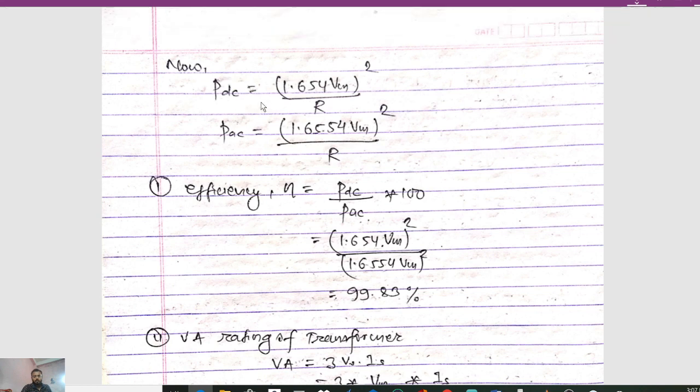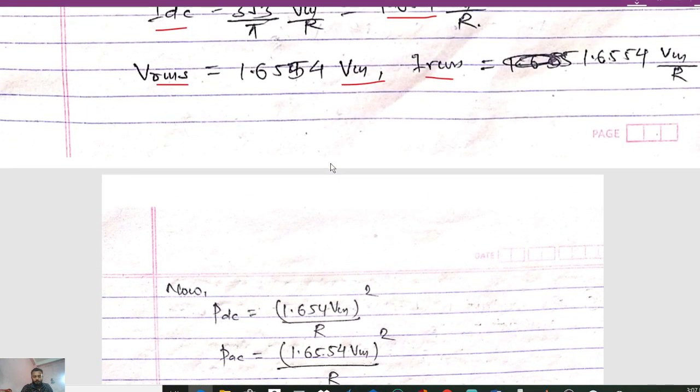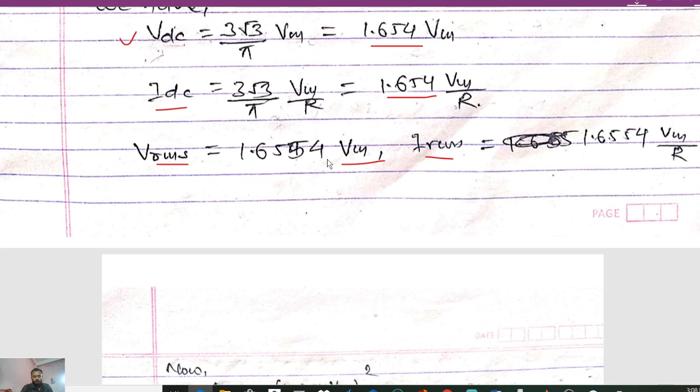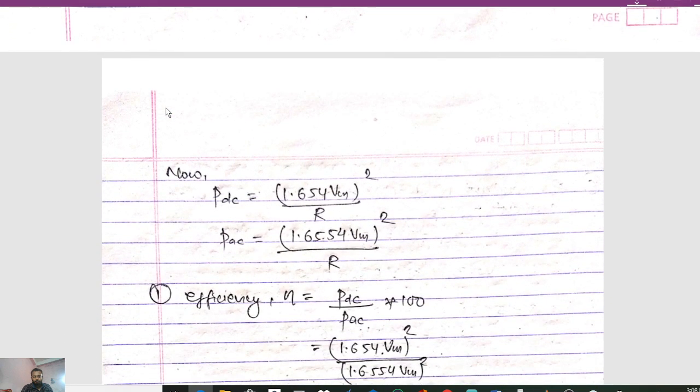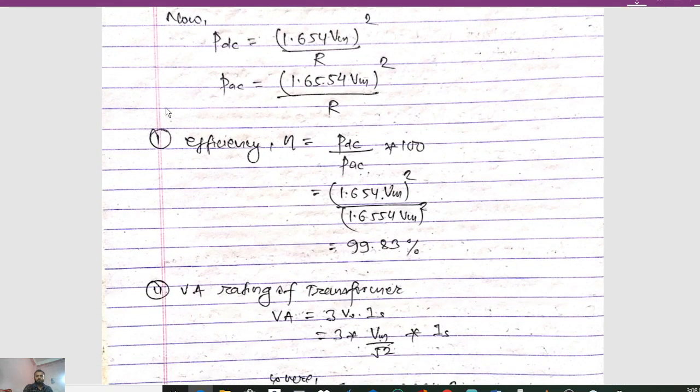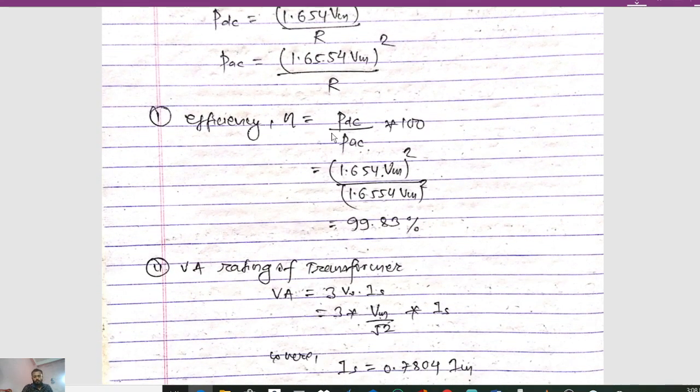So here PDC will be 1.654 Vm square upon R. Similarly PSC will be 1.6554 Vm square upon R. Here we have been given the values of VDC and IDC. So the efficiency will be PDC upon PSC into 100, and PDC is given as 1.654 Vm upon R. Similarly PSC is given as 1.6554 Vm, so we will get here 99.83%.